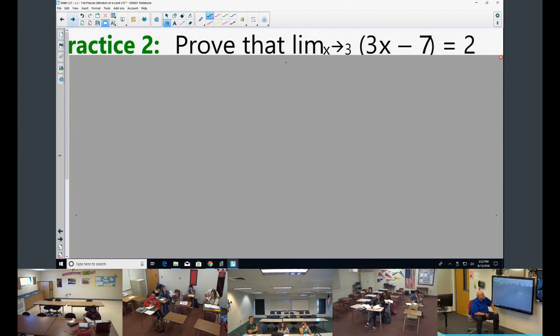Prove that the limit as x approaches 3 of 3x minus 7 equals 2. All right, so all I want you to do is to set it up using those two inequalities. So just write the two inequalities, okay? We're not going to solve them. I just want to make sure that you can plug everything in correctly.